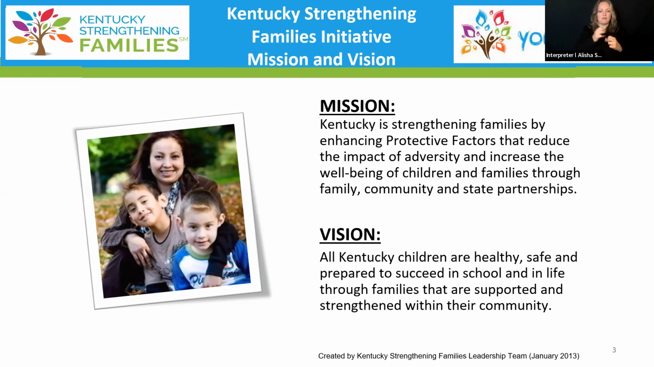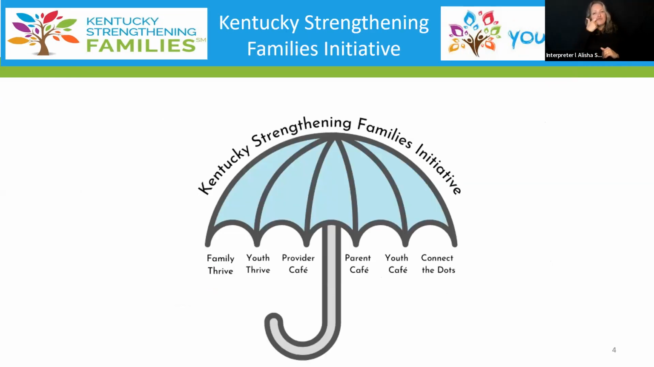So as Shannon talked about, if you think about the Kentucky Strengthening Families as kind of an umbrella that holds a lot of different things. It's an initiative, and the initiative is the umbrella. And you see here that we have 6 key elements under the Kentucky Strengthening Families Initiative umbrella. The first is Family Thrive, which formerly was known as Kentucky Strengthening Families. And that showed up in that timeline where we expanded from just talking about early childhood and adolescence and really talked about the protective factors work throughout the lifespan. There's going to be Youth Thrive in 2023.